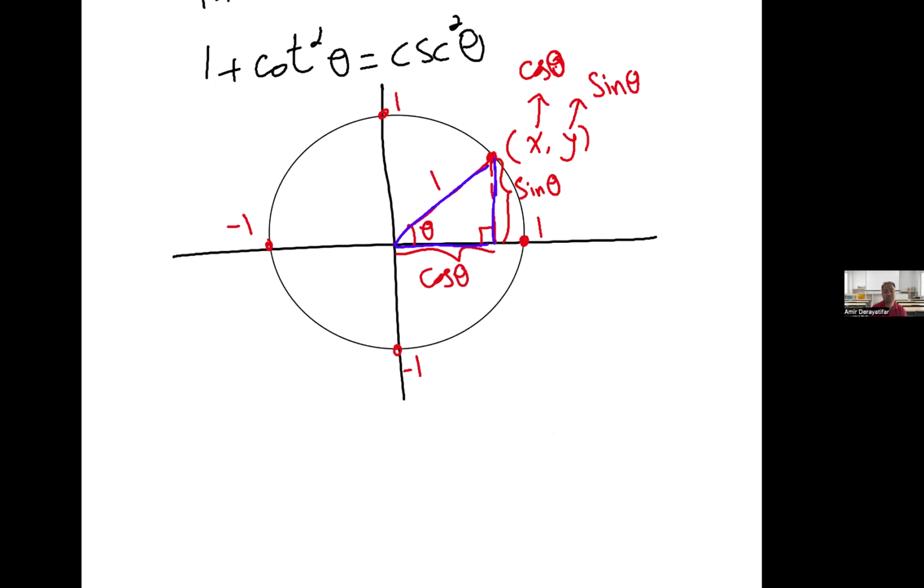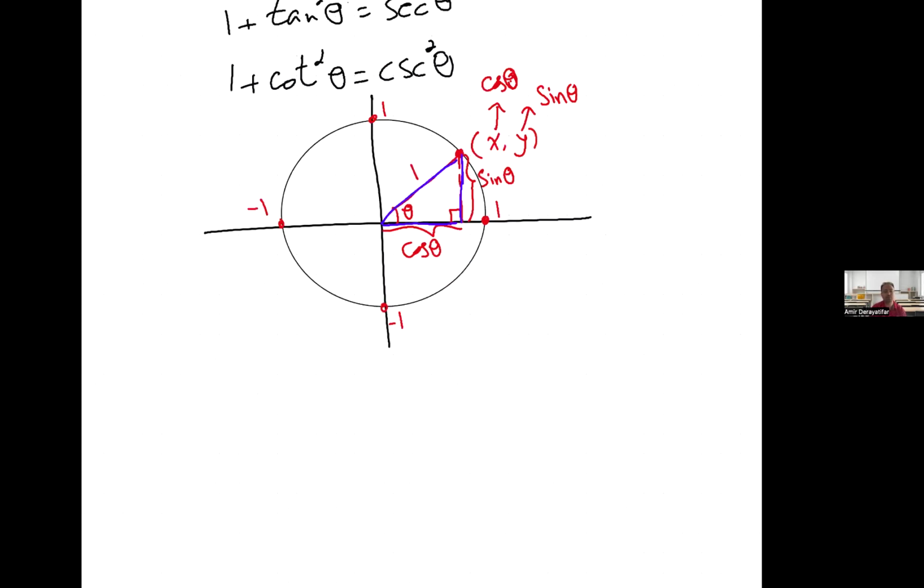Also, more about the unit circle, we can divide the unit circle into different quadrants. Quadrant 1 is from 0 to 90 degrees. Quadrant 2 is from 90 to 180. Quadrant 3 is 180 to 270. And from 270 to 360, that would be quadrant 4.